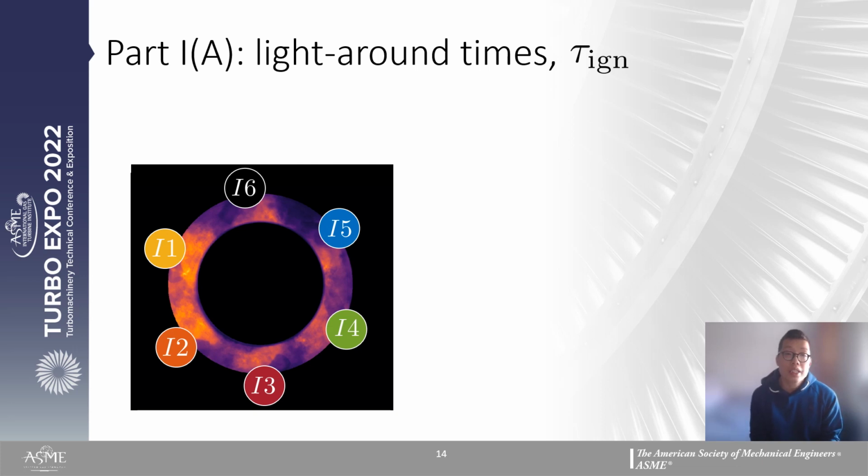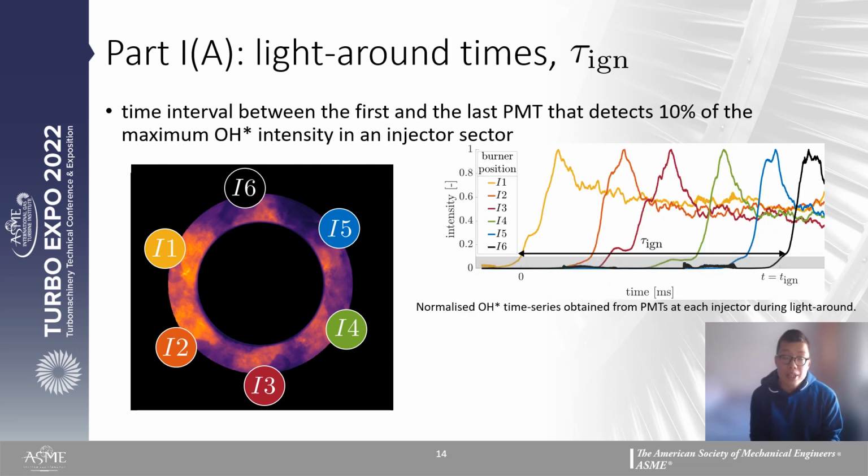So based on the PMT signals, we define it to be the time interval between the first and the last PMT that detects 10% of the maximum OH* intensity in the respective injector sector. So in this case, that will be at position I1 with the yellow plot and position I6, which is the black plot. Given the stochastic nature, we repeat each operating point at least 10 times to achieve some form of statistical measure.